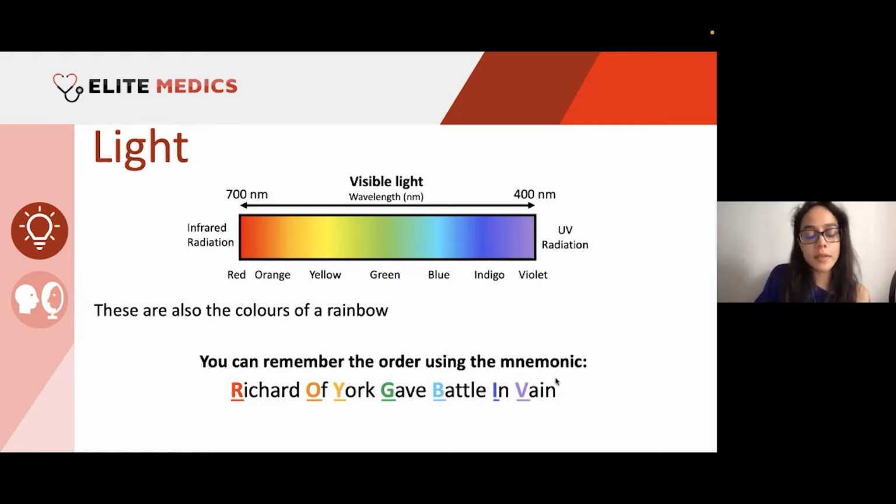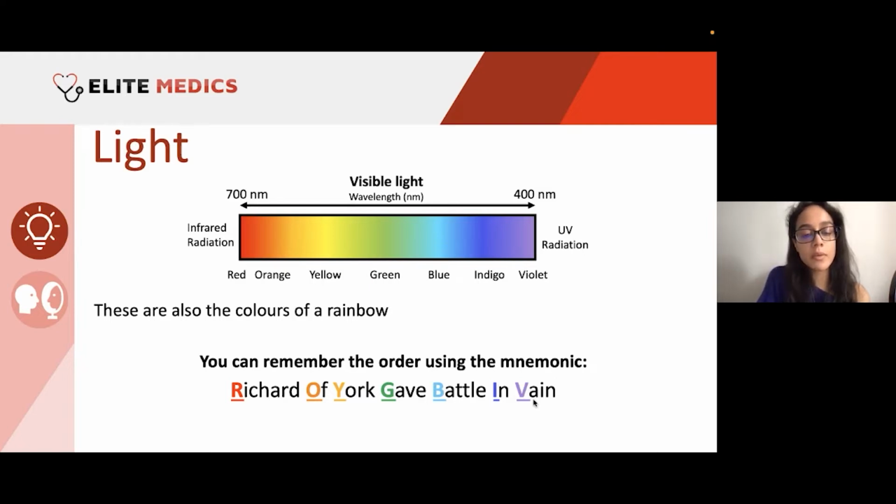So these are obviously the colors of the rainbow as well: red, orange, yellow, green, blue, indigo, and violet. So we can remember the order using this mnemonic. Richard of York gave battle in vain, because the first letter of each of those words corresponds to the color. So R for Richard, R for red, O for off, O for orange, Y for York, yellow, G for gave, G for green, and so on. Okay, so Richard of York gave battle in vain.